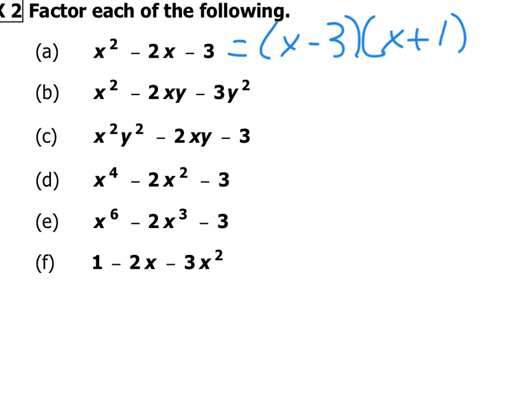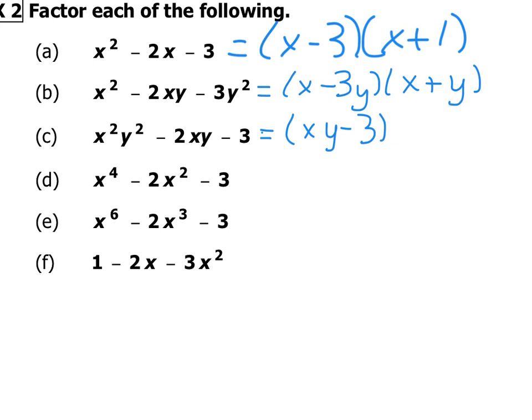Okay, next we have the same numbers except we have a y squared at the end. All that means for us is that we're going to have x minus 3y and x plus 1y. You don't have to write the 1, you can just write x plus y. With C, we have the y's at the beginning. So we're going to start with xy. So xy minus 3, and we're going to have xy plus 1.